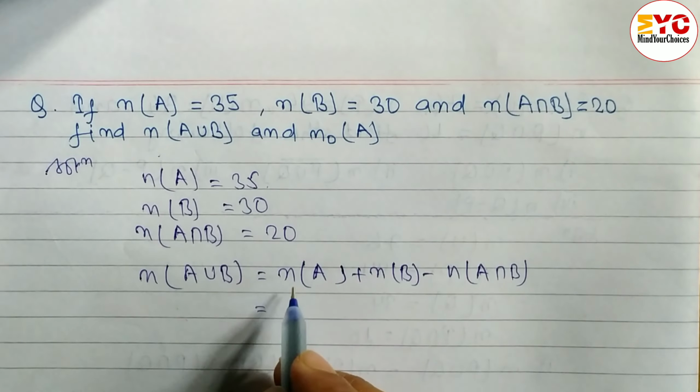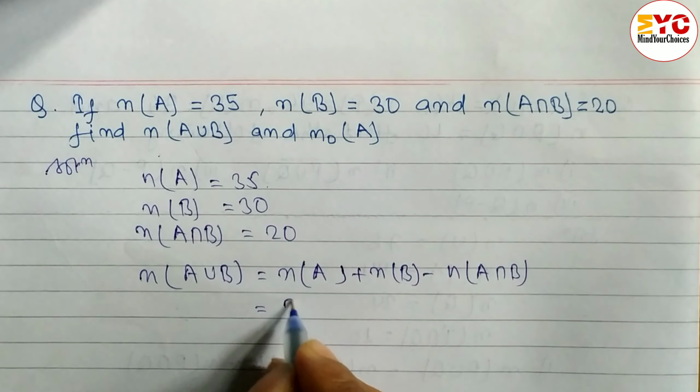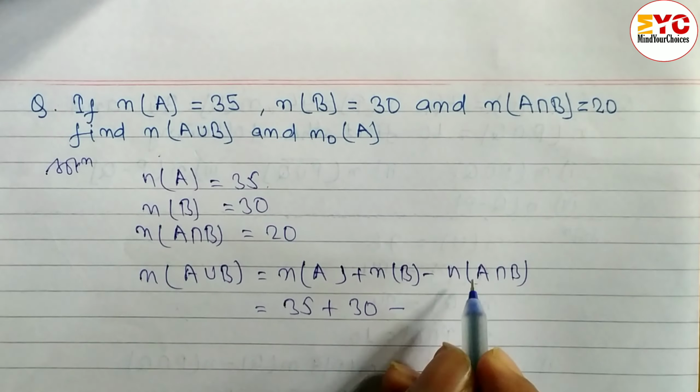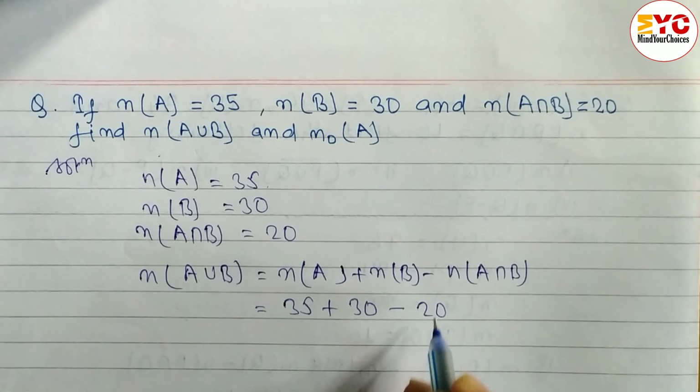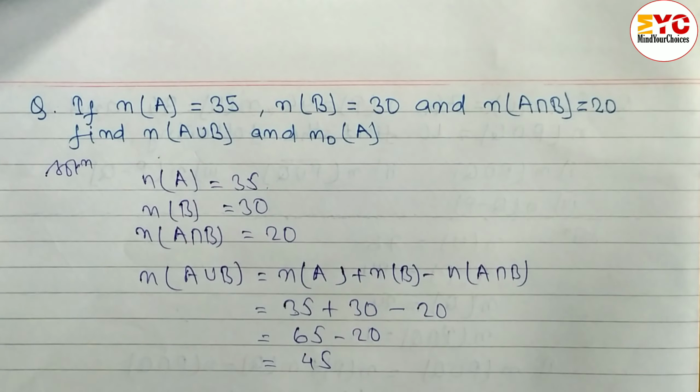So n(A), what is the value of n(A)? We have 35, so we write here 35, plus n(B) is equal to 30, so write 30, minus n(A intersection B) is equal to 20, so let's write 20. Now we have to add and subtract. When you add these two, we get 65 minus 20. Let's subtract this one. We get here how much? 5 and 4, 45 we get here. Hope you understand this one.